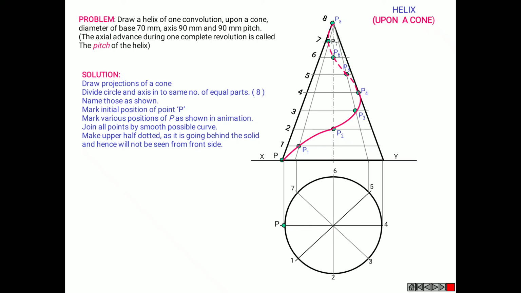So these are about spiral and helix. We have seen two methods in spiral and again two methods in helix. Now we'll see about the tangents, how to draw the tangents to the above curves, for all the involute, cycloid, spiral and helix.